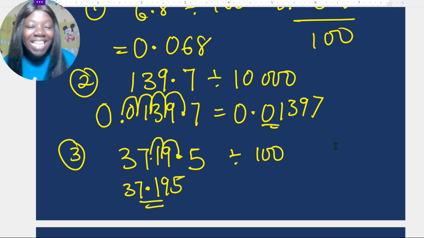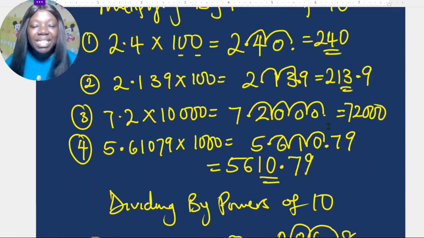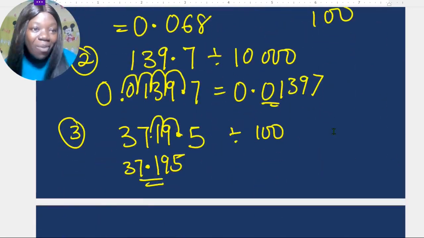So I hope you enjoyed this class on powers of 10, multiplying by powers of 10, dividing by powers of 10. I hope you enjoyed it.